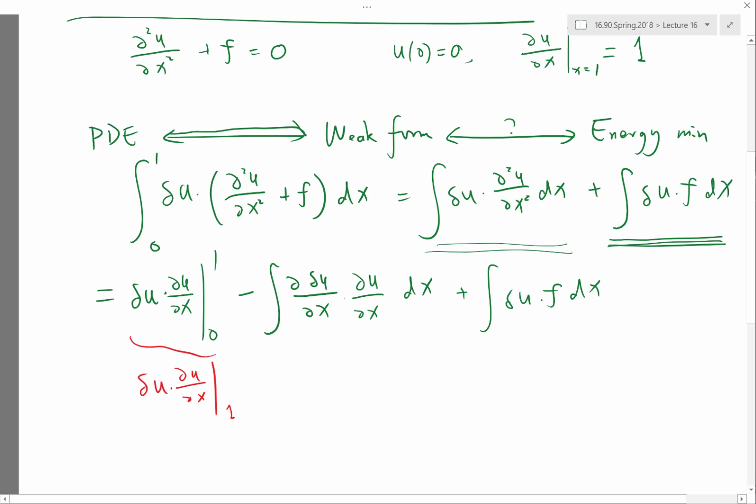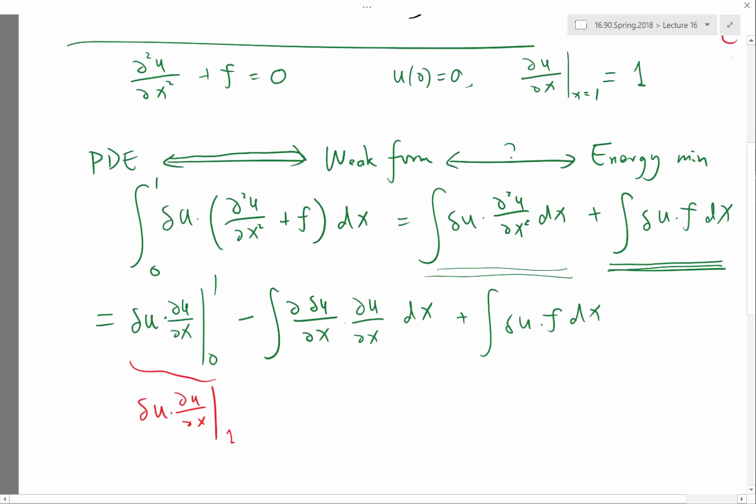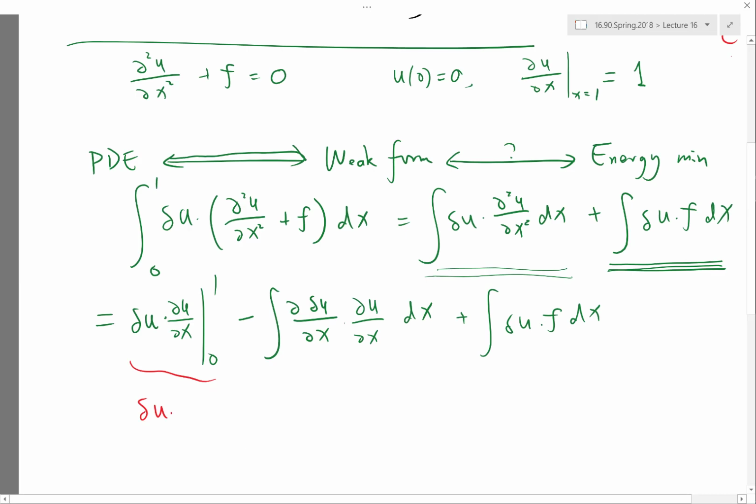Do we not have a boundary condition at 1? Yes, we also have a boundary condition at 1. So how do we use that boundary condition here? It just becomes delta u, exactly. It just becomes delta u at 1. So the boundary term is very nice because after manipulation using all the boundary conditions, it becomes something very simple.